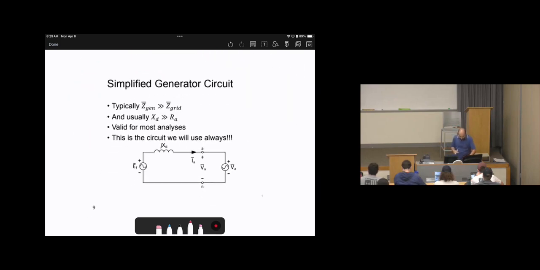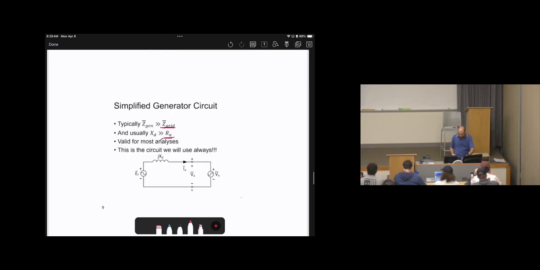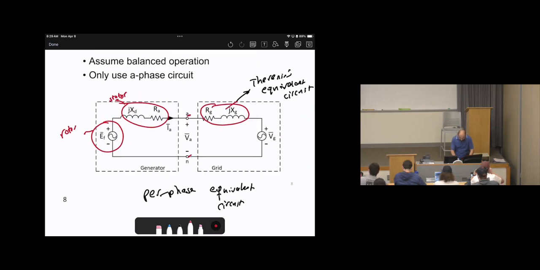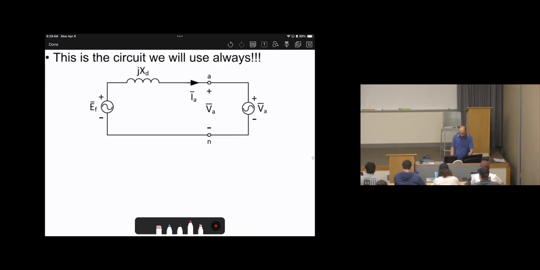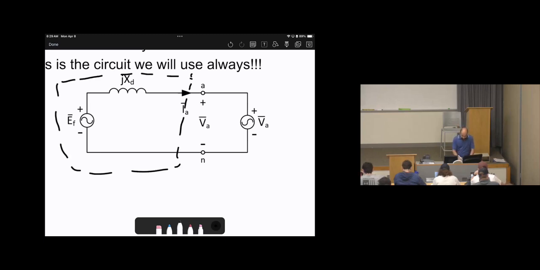So this means the resistance of the grid can be negligible as well. As a result, we can remove this and remove this. This yields to have only jXd. That's the only element that we will have. So that's the circuit, the simplified circuit. And I can say this is the generator, and this is the grid.